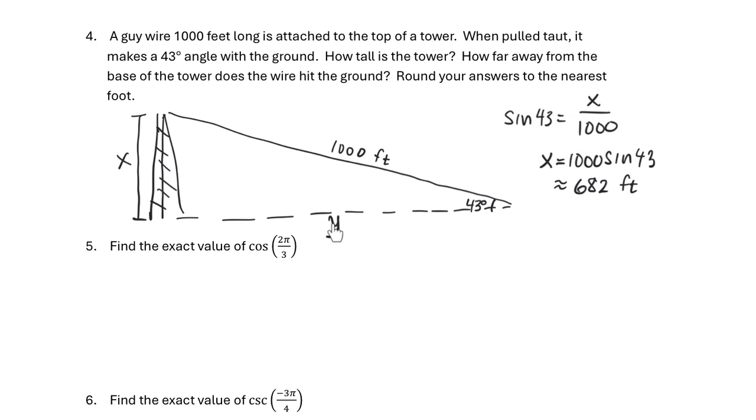Now, if we want to find y, use a similar method, but this time I've got the adjacent length that I'm searching for, and I can use the hypotenuse, 1,000. So adjacent to the hypotenuse would be cosine function. So we could say cosine 43 is equal to y, the adjacent length divided by the hypotenuse. So y is equal to 1,000 times the cosine of 43, which is roughly 731 feet.